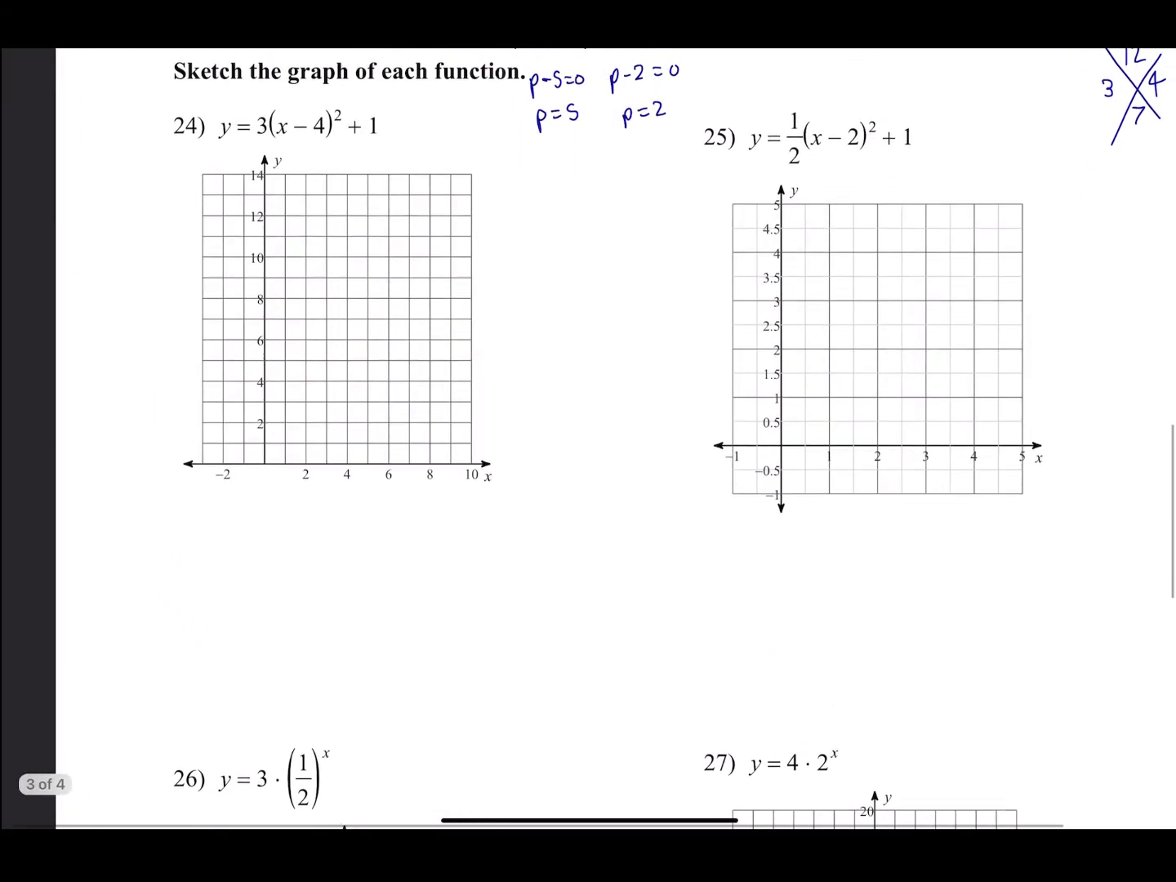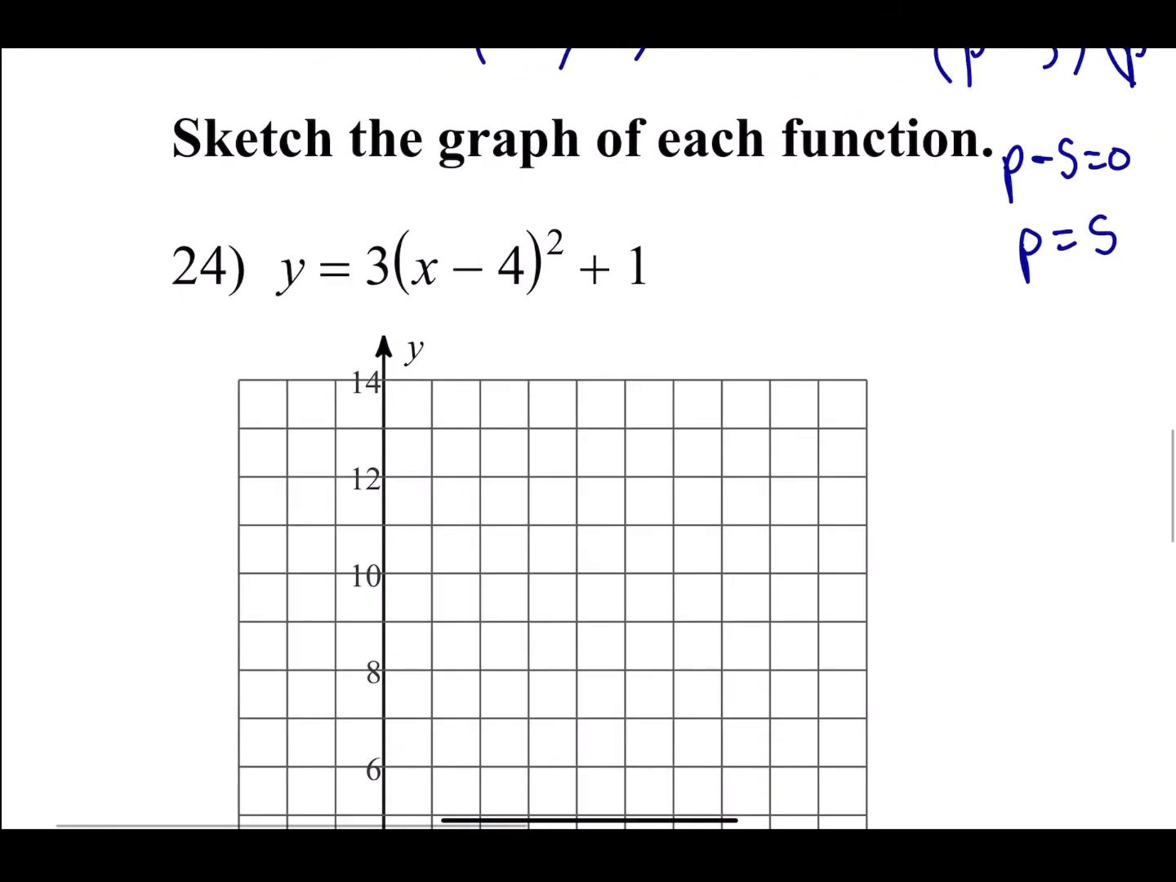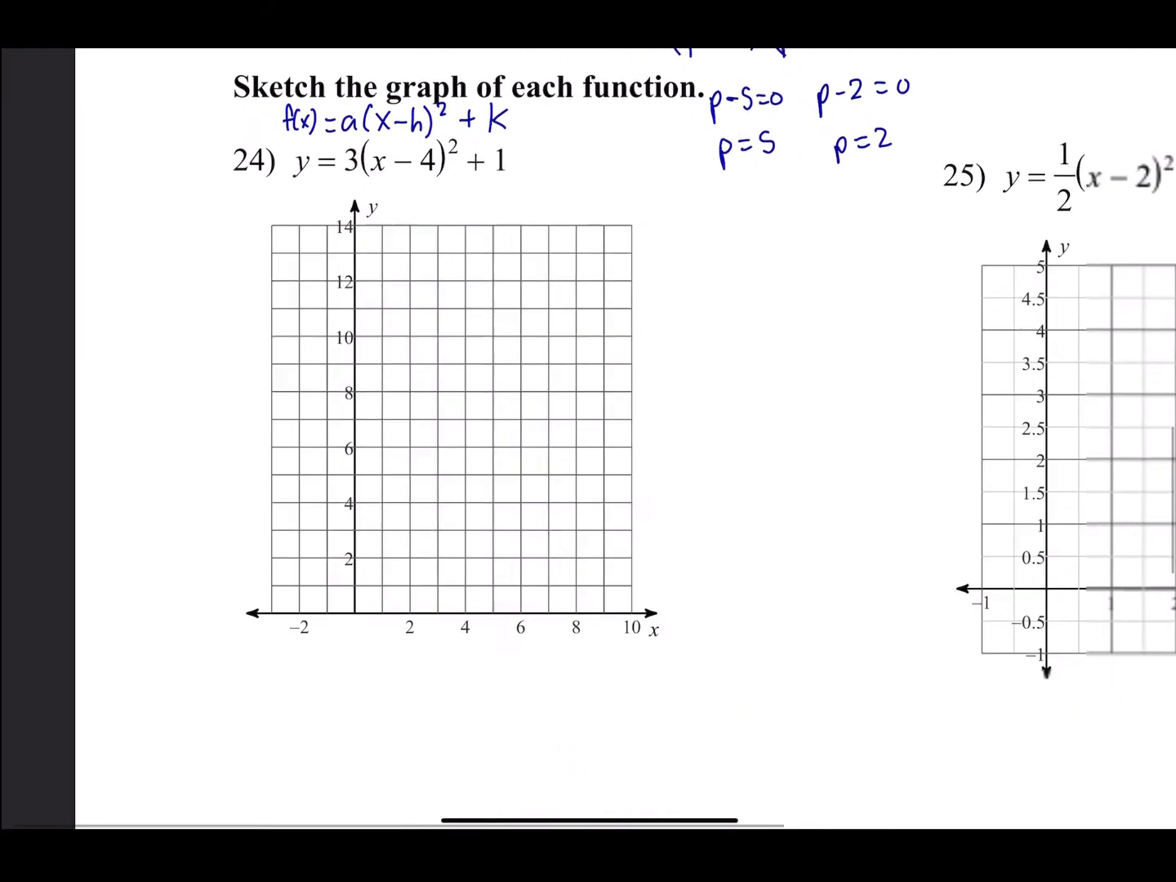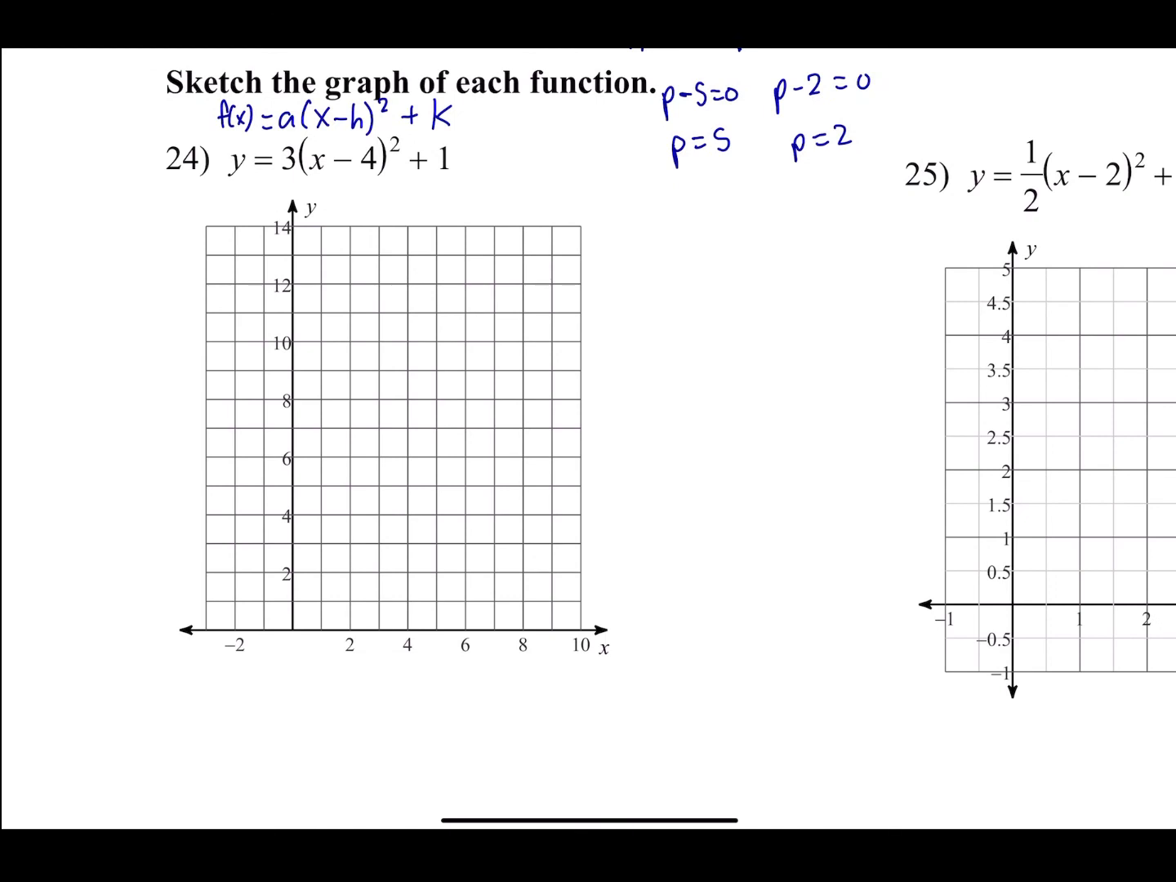24. We need to graph these. All of these are in vertex form. F of x equals a times x minus h squared plus k. And we know h moves things left and right, k moves things up and down, and a either reflects if it's negative or stretches or shrinks. So we have right 4, because the inside lies. Up 1, because the outside doesn't lie. And 3 is greater than 1, so stretch. It's getting taller, skinnier, narrower.